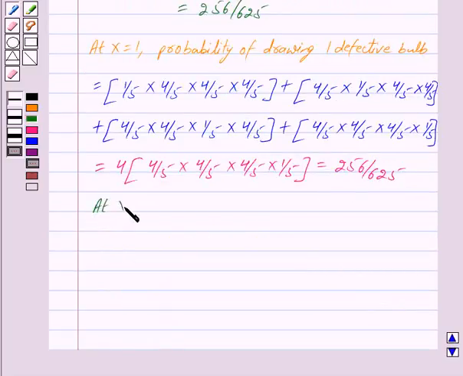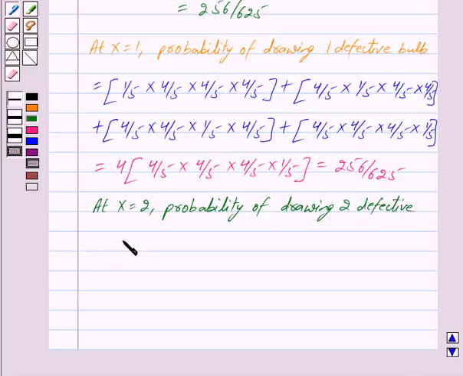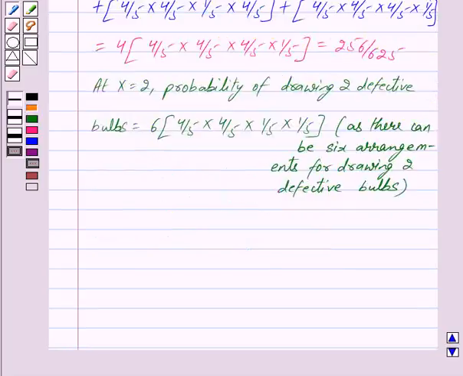Now, at X equal to 2, the probability of drawing two defective bulbs is 6 into the probability of one non-defective bulb, 4/5, into another non-defective bulb, 4/5, into a defective bulb, 1/5, into a defective bulb, 1/5. As there can be 6 arrangements for drawing 2 defective bulbs, we get 6 into 4/5 into 4/5 into 1/5 into 1/5, and this is equal to 96/625.